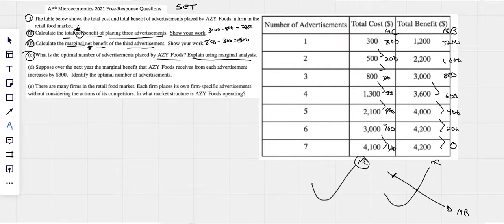Where they are closest together is the quantity that we will buy of advertisements, right? That quantity right there. Now, notice that it is where marginal cost equals marginal benefit. That's our best spot to be. But notice that we have none of these. 5 and 6 are pretty close together.